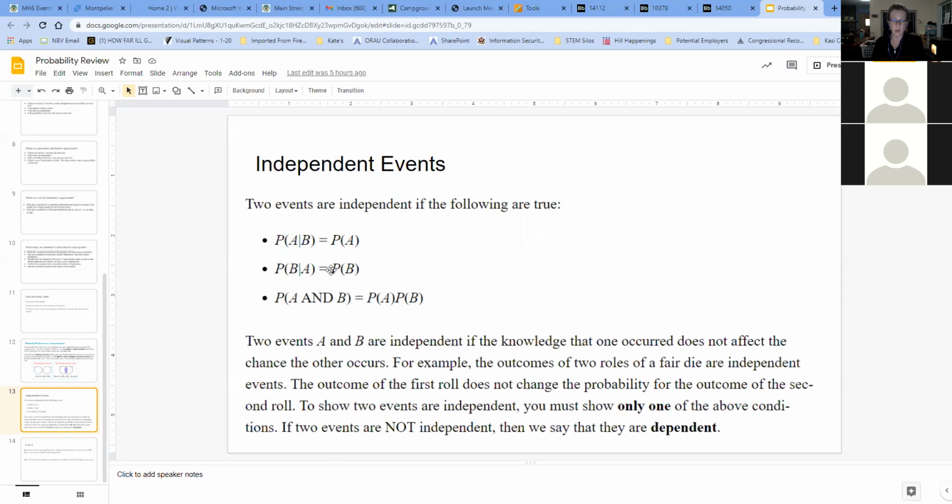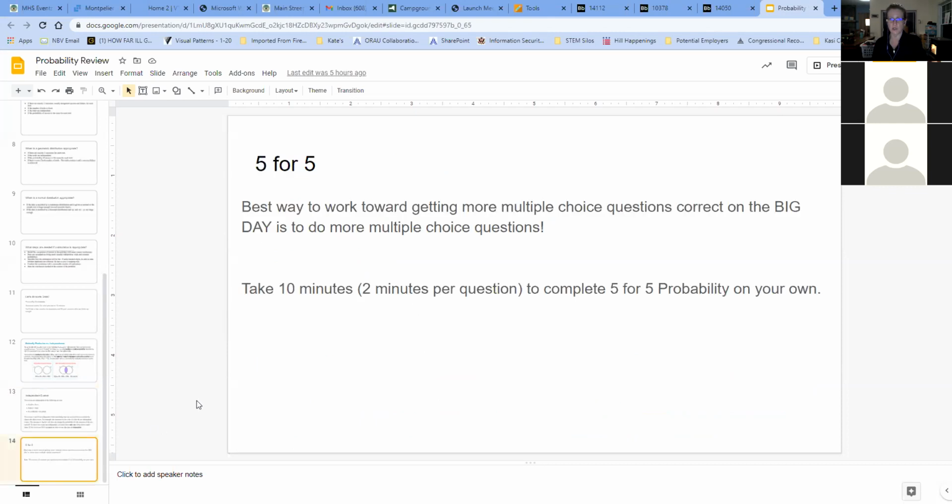And just capture this. If you're going to capture one thing, this has to be true for events to be independent. The probability of something given something else has to be equal to the something when it's not given something else, like without that part. All right. So the only way to do better on the multiple choice section is to continue to do more multiple choice problems.